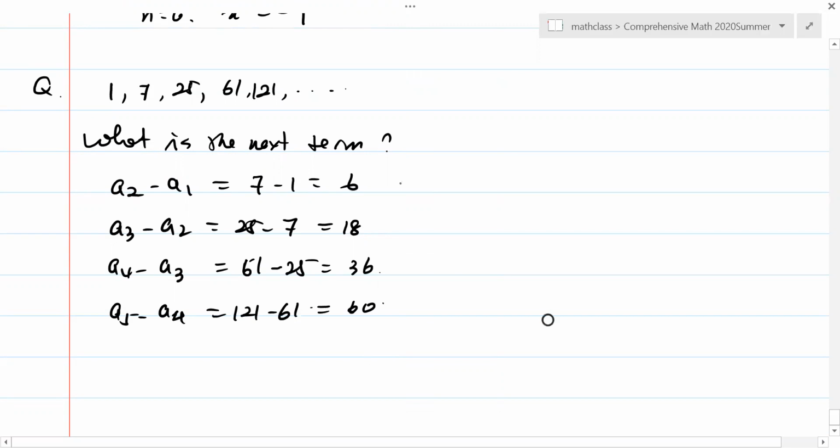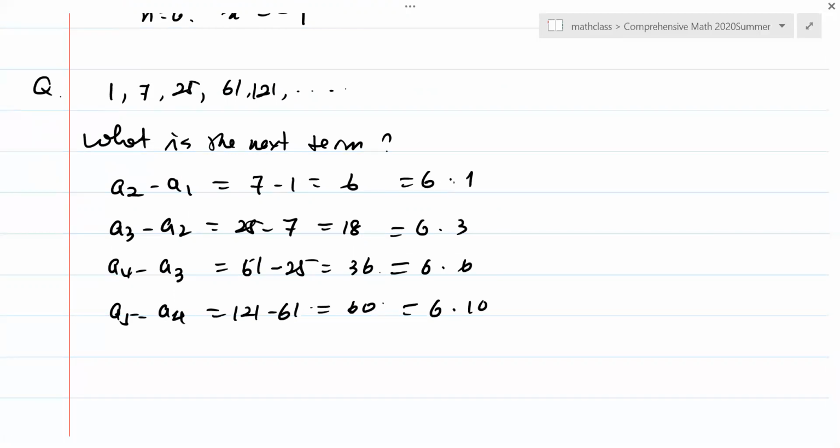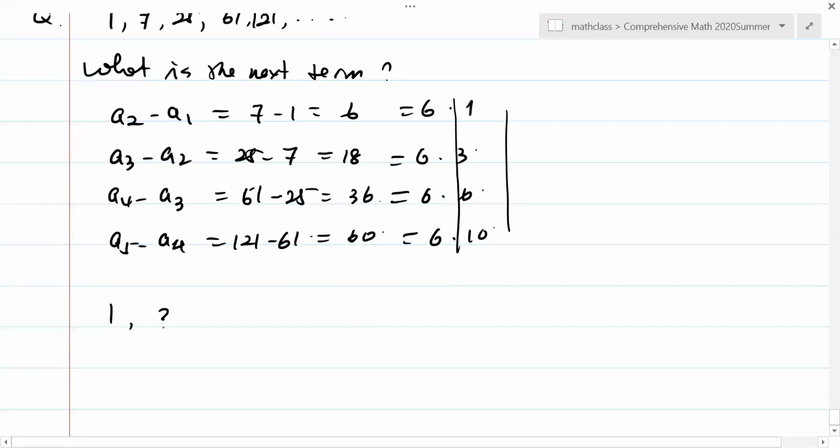So what do you get here? You will get 6 times 1, 6 times 3, 6 times 6, 6 times 10. And then can you see the pattern or not? Right? Okay. How do you get the 1, 3, 6, 10? If we can figure out this pattern, then 1, 3, 6, 10, you figure out the next term.